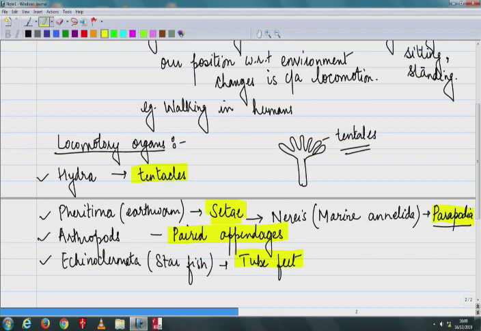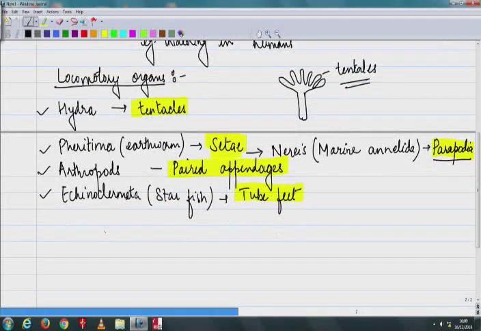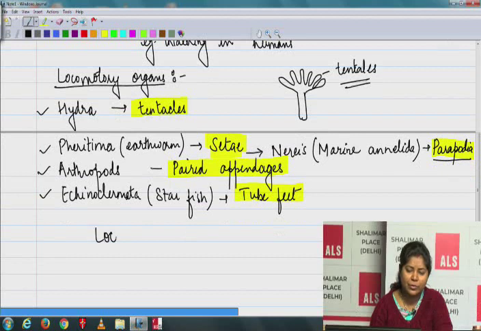Fine. So we will talk about humans. We'll talk about the human physiology chapter. We are more interested in humans. So what do we have for locomotion? We have two things for locomotion.